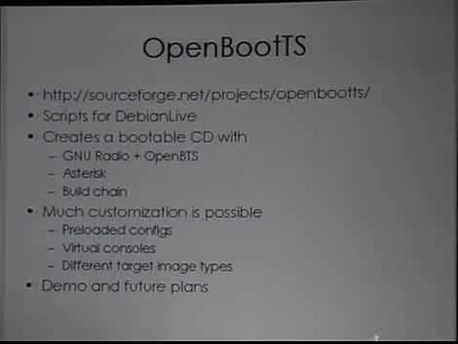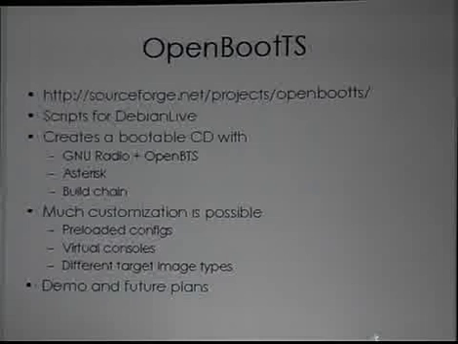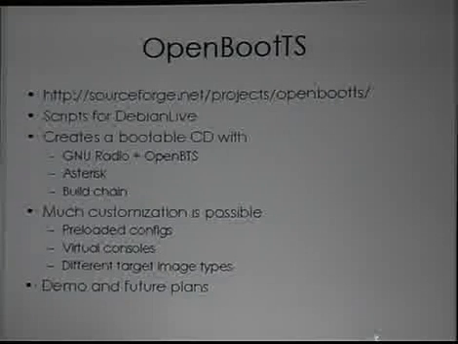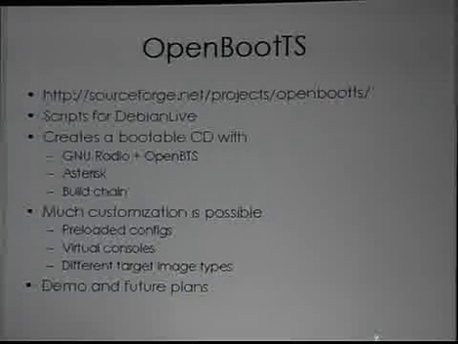So if the thought of compiling OpenBTS from source is just too much for you, then this is what's going to help you out. The idea is it's a set of scripts for Debian Live that produce a bootable CD image. You download the tarball, and you run the first stage, and it will download GNU Radio and OpenBTS and various libraries, and it will set up an environment on your hard drive for producing an ISO image. Once you've done that preparatory stage, you can actually make modifications to that image before you burn it.